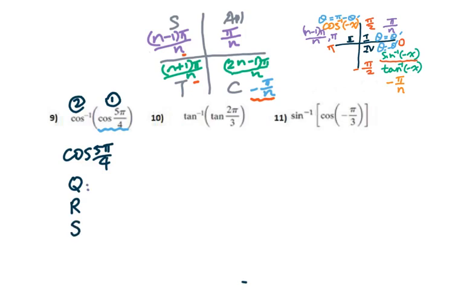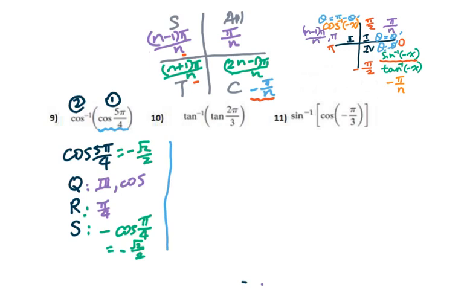We know 5 pi over 4, that's pattern n plus 1 pi over n, so that's a third quadrant for cosine. Reference angle is pi over 4. So we do All Students Take Calculus. Cosine in the third quadrant is negative. So you will get negative cosine pi over 4, then you will get negative square root of 2 over 2. So this part we got negative square root of 2 over 2.